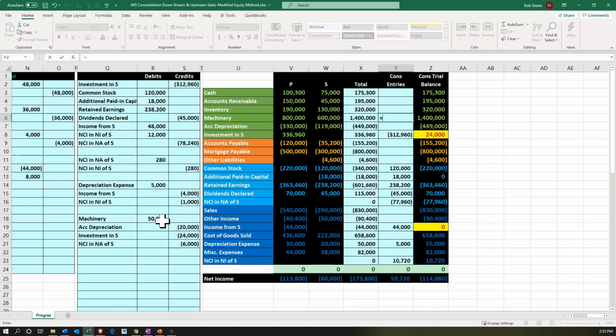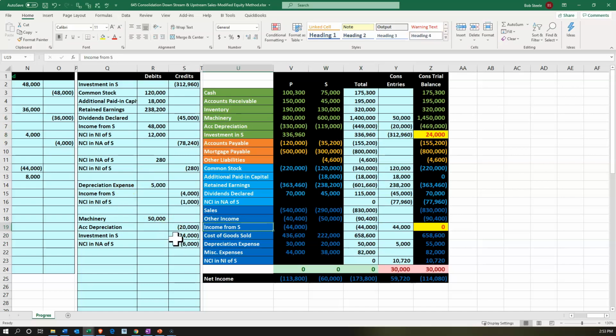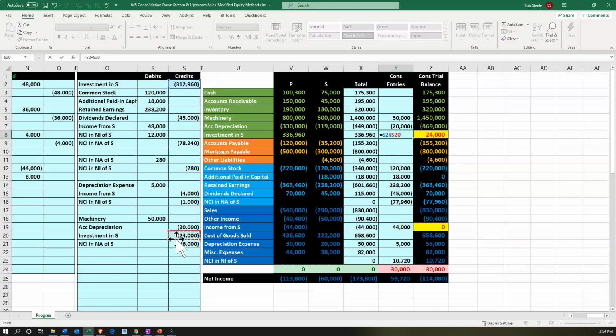I'm going to say, all right, here's the machinery. And then we got the accumulated depreciation. Accumulated depreciation. And then we got the investment in S. So that's not it. Investment up here. F2 plus F2. And that's going to bring that down to 0. That's good news. That's what we like to see. And then the non-controlling interest, F2 plus F2, is going to be that 6,000.